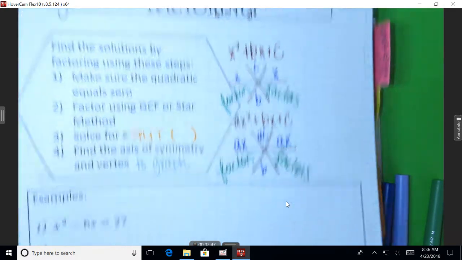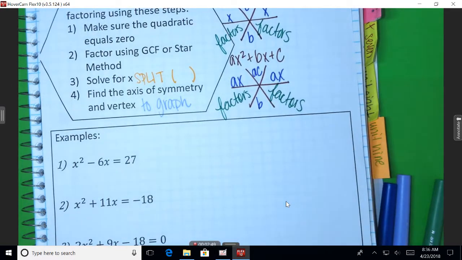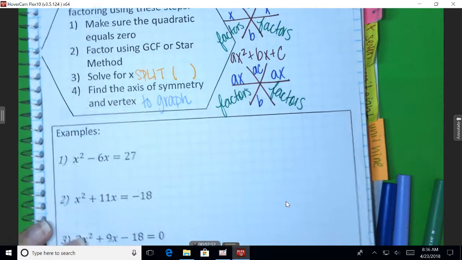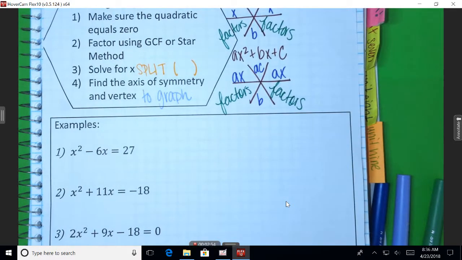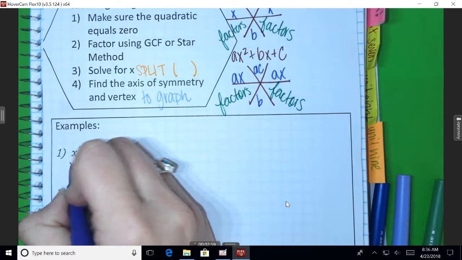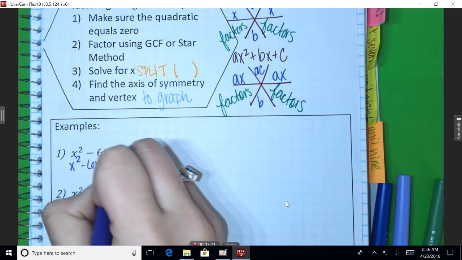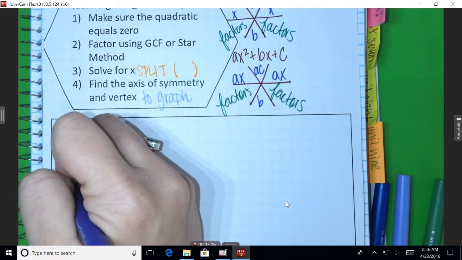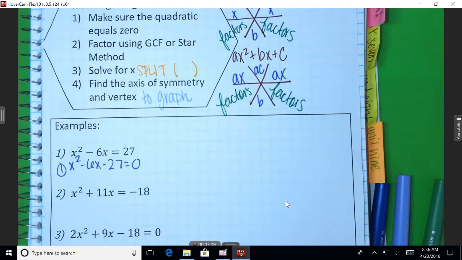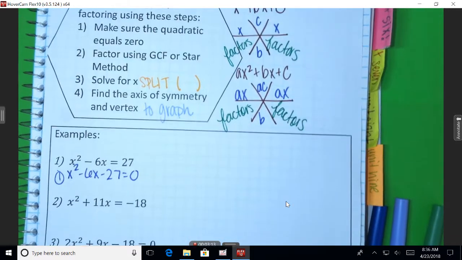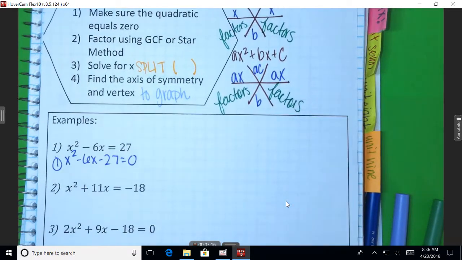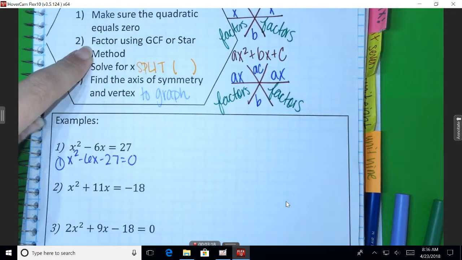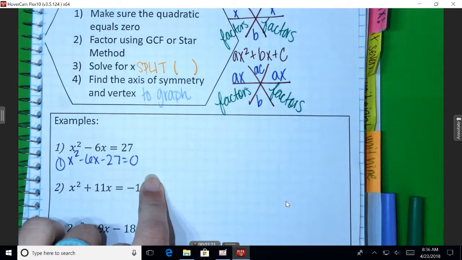So on our example, what's the first thing we need to do? And does it equal 0? So what do we do? Good, take a point. So we get x squared minus 6x minus 27 equals 0. Alright, now what do we do? We use the star method because we don't have a GCF, right?